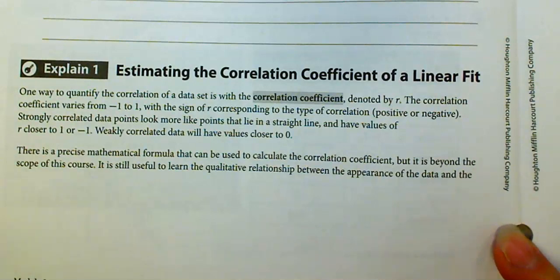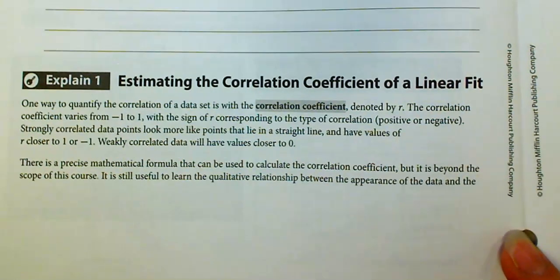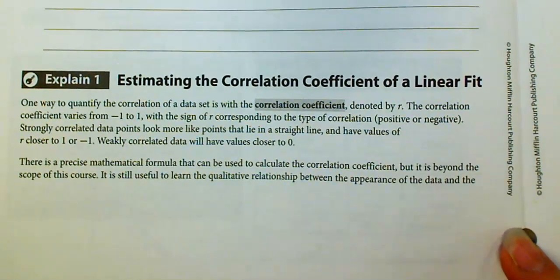Okay, so there's some information at the bottom of page 360. We've actually discussed this already, sort of as an introduction. One way to quantify the correlation of a data set is with the correlation coefficient, which is denoted by the letter R. We've already talked about this some. Coefficients vary from -1 if it's a super strong negative correlation, all the way up to +1 if it's a really super strong positive correlation, okay?